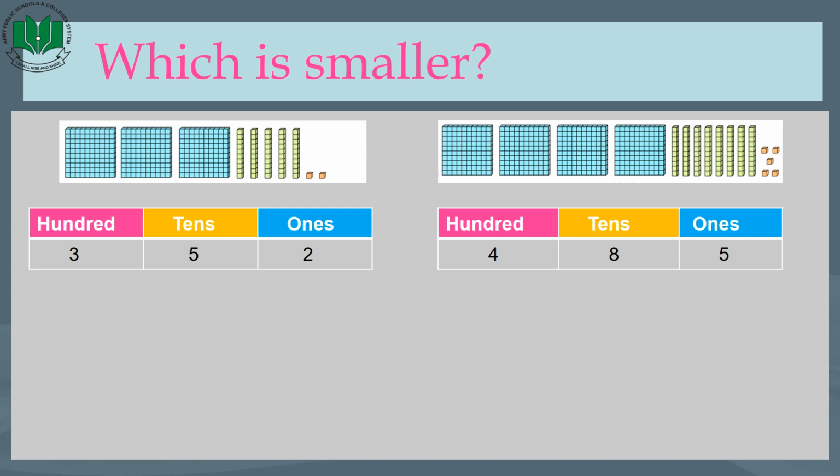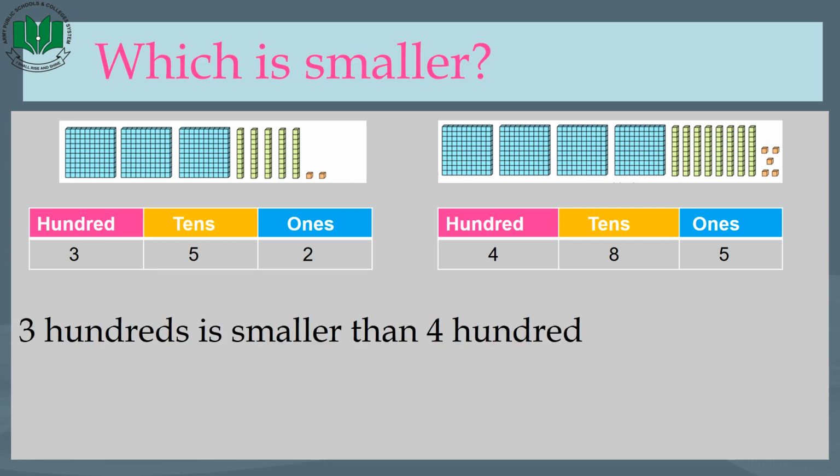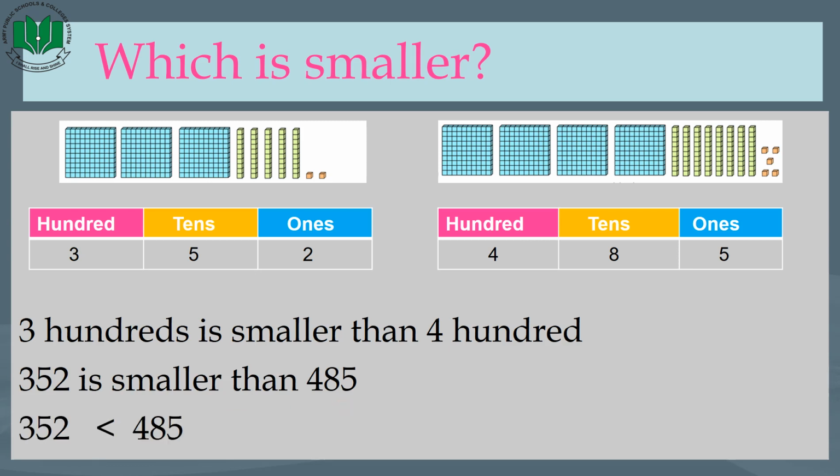Which is smaller? Look at the first picture. There are 300, 5 tens and 2 ones in this picture. And in the other picture, there are 4 hundreds, 8 tens and 5 ones. Remember the first rule. Compare the highest place value. In this question, the highest place is hundreds. So, 300 is smaller than 400 and 352 is smaller than 485 and this is the sign of smaller than.